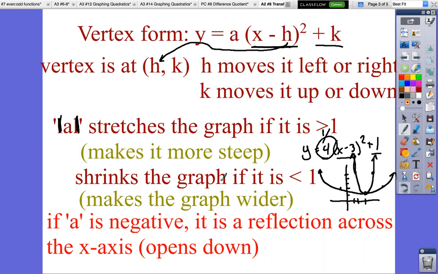If it is stretched, it's going to be more steep or closer together. If A is negative, it's reflected across the x-axis or it opens down, and that's it. Any questions? Does anybody need me to leave it on this page any longer?